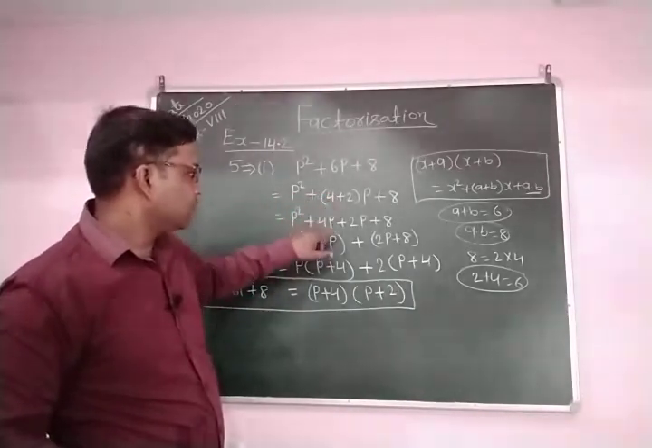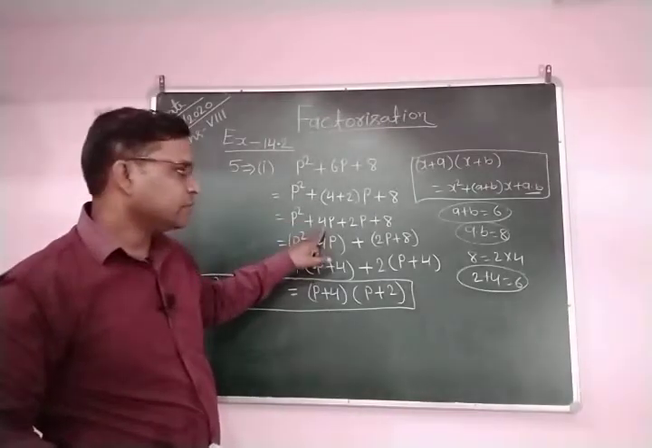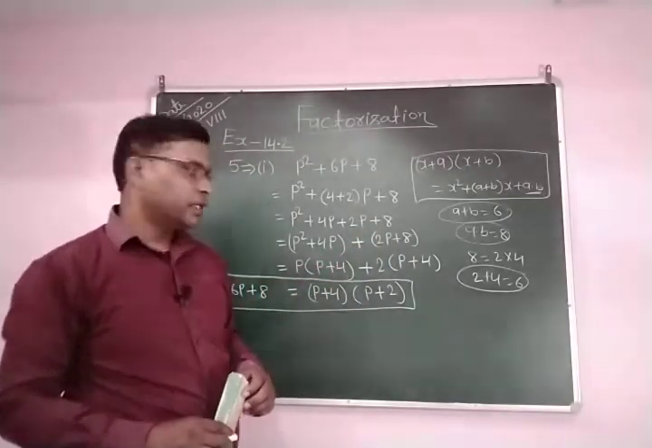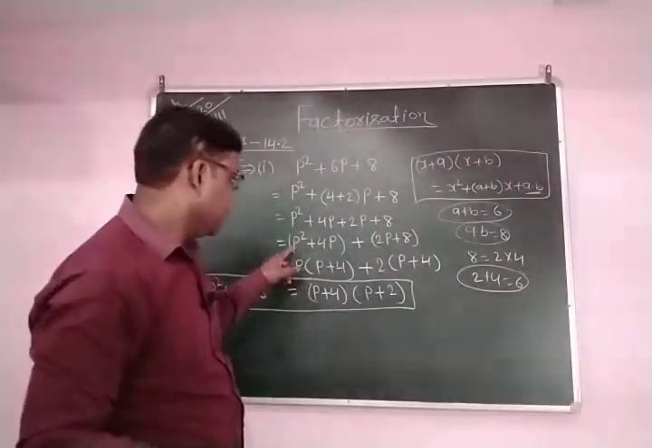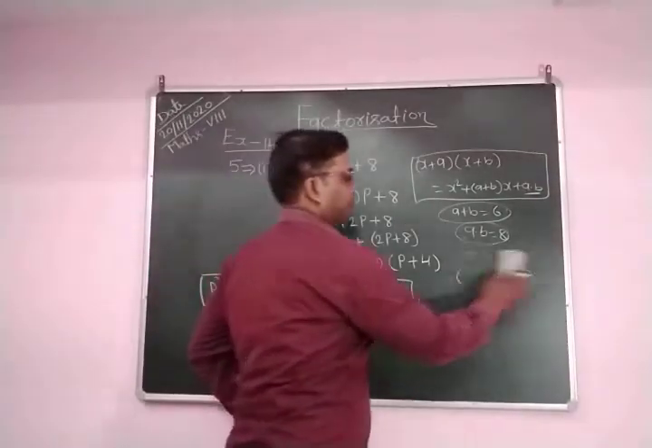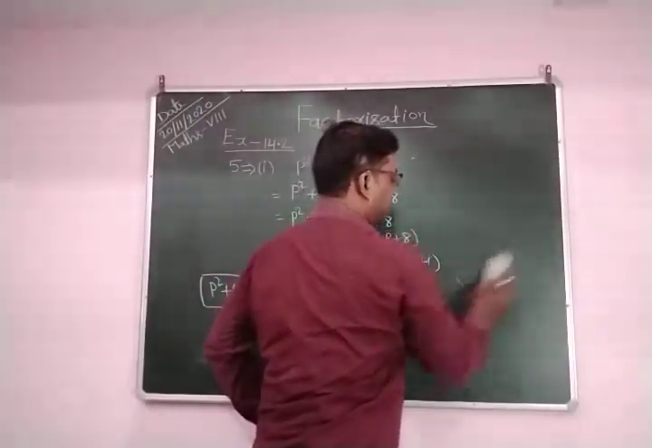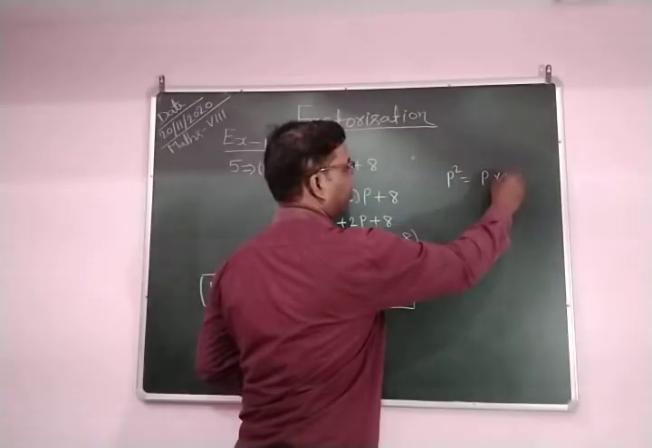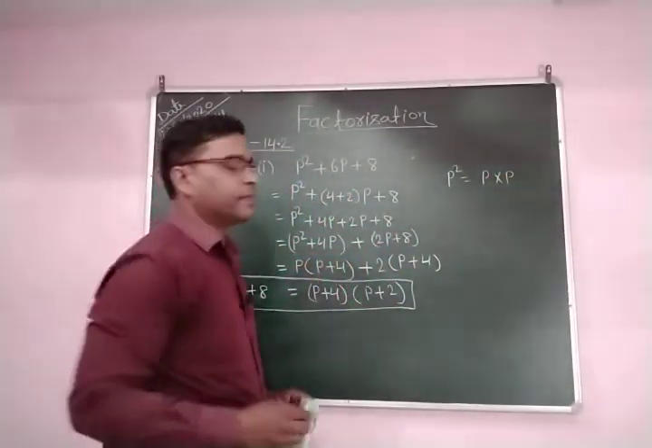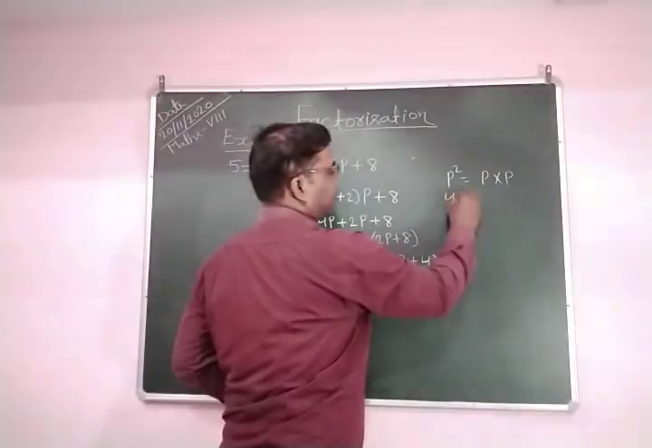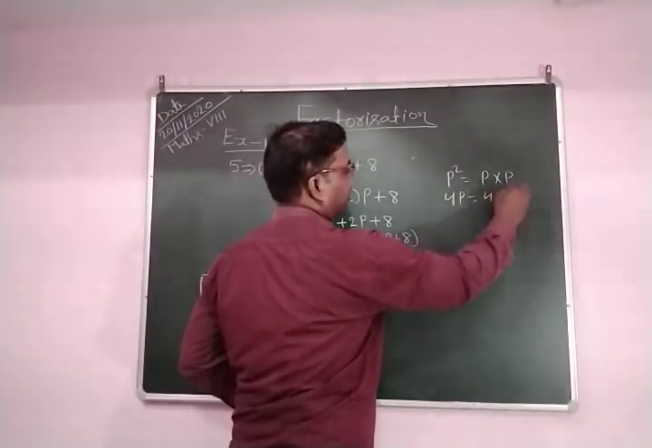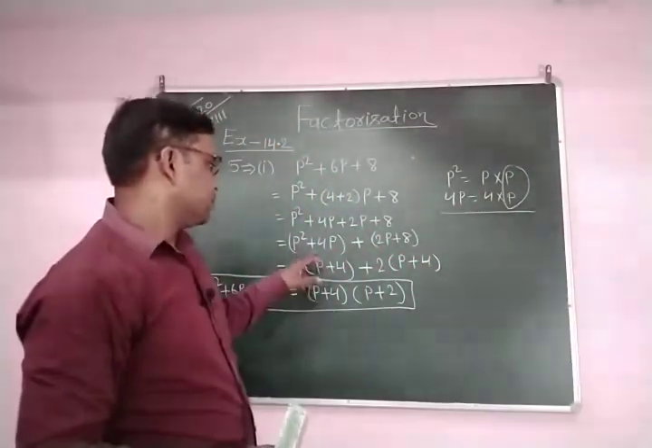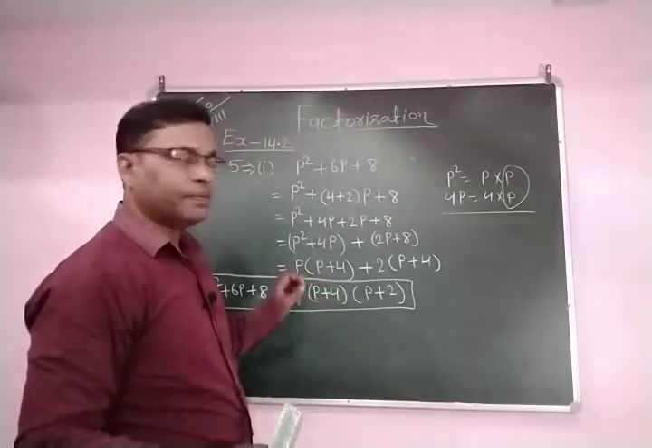After this, by grouping these terms, in the first group we take the first and second terms, and in the second group we take the last two terms, 2p plus 8. After this we observe that p square means p into p. You can write p square as p into p, and in the first group plus 4p, so 4p means 4 into p. Clear? Now we observe that p is common between both terms in p square plus 4p, so you can take p common.